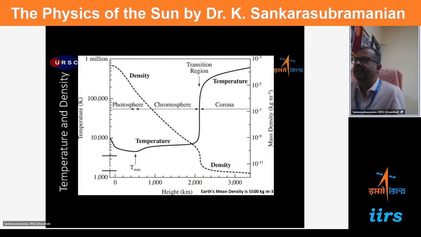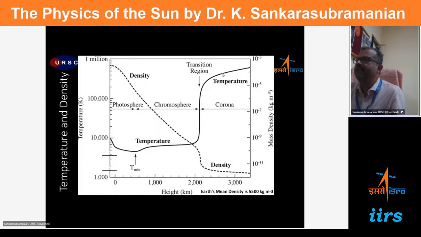This is a typical temperature and density plot from the surface of the sun. Here we mark the surface as the zero height. And as you move up in the solar atmosphere, we have the photosphere, and then the chromosphere and the corona. And surprisingly, what you can see is that there is a very steep increase in temperature in the upper chromosphere, and it reaches up to about a million degree Kelvin when it reaches the corona.